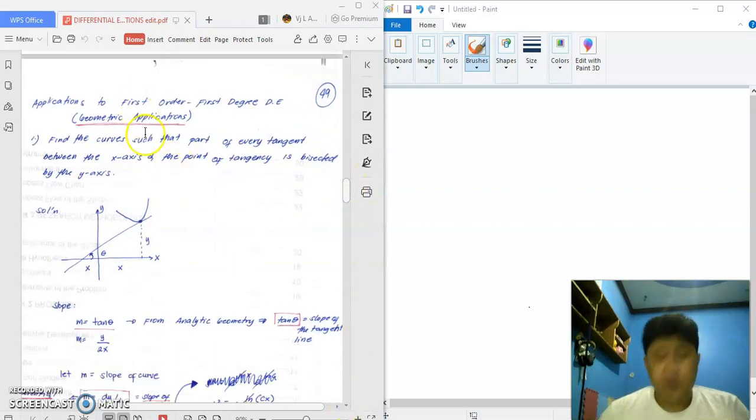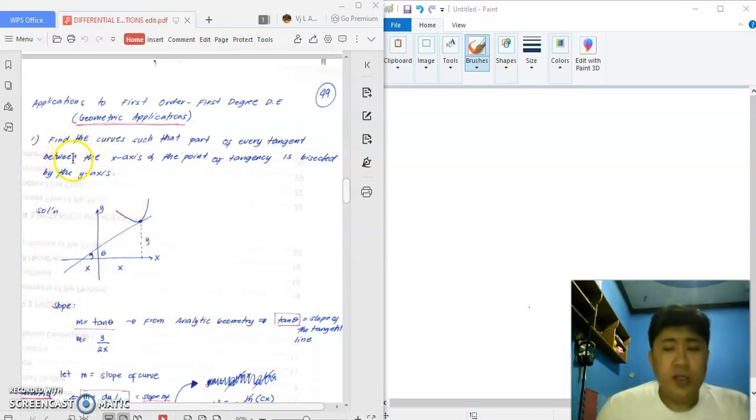Okay, so the example states: find the curves such that the part of every tangent between the x-axis and the point of tangency is bisected by the axis. Okay, plus the given is only this. This one is the solution. If you're given this problem, you are actually looking for an equation. So you are trying to find an equation for this given problem.